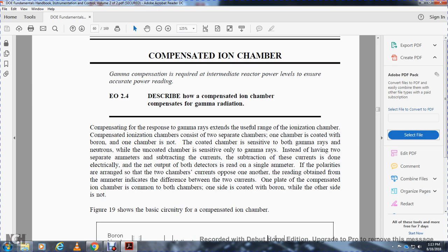Instead of having two separate detectors with the subtraction done electrically, the net output of both detectors is read on a single ammeter, with the polarity arranged so that the current output of one chamber is subtracted from the other, and a reading is obtained on the ammeter that indicates the difference between the two currents. In a compensated ion chamber, one plate is common to both chambers, with one side coated with boron, while the other side is not.